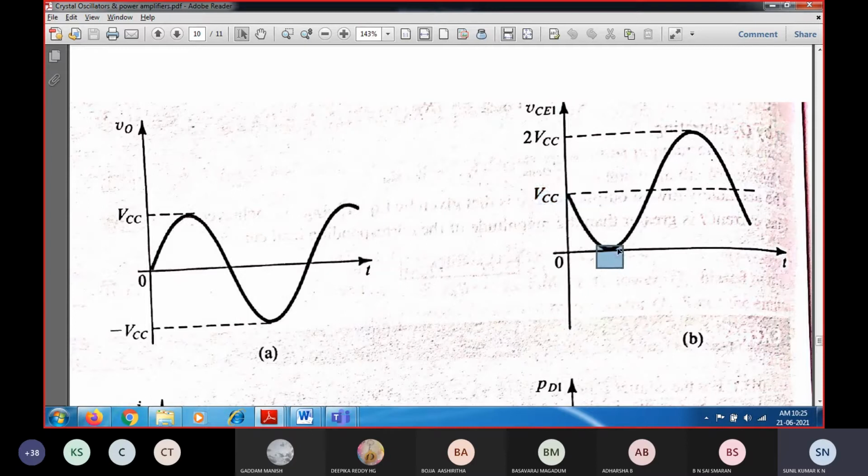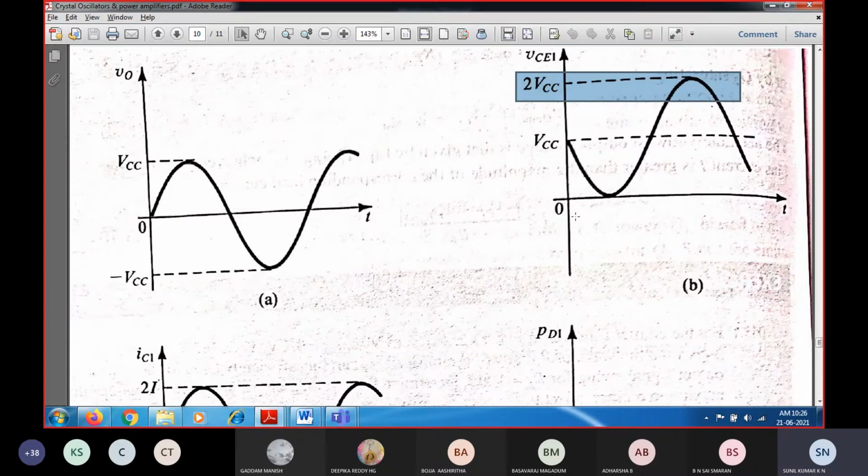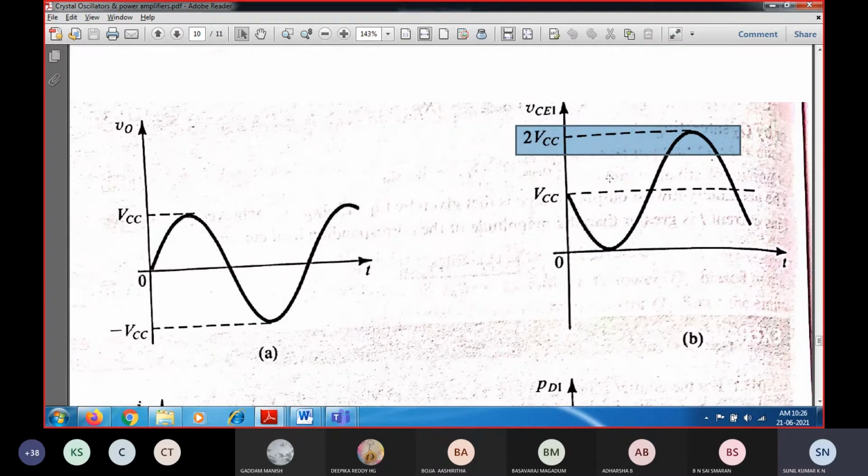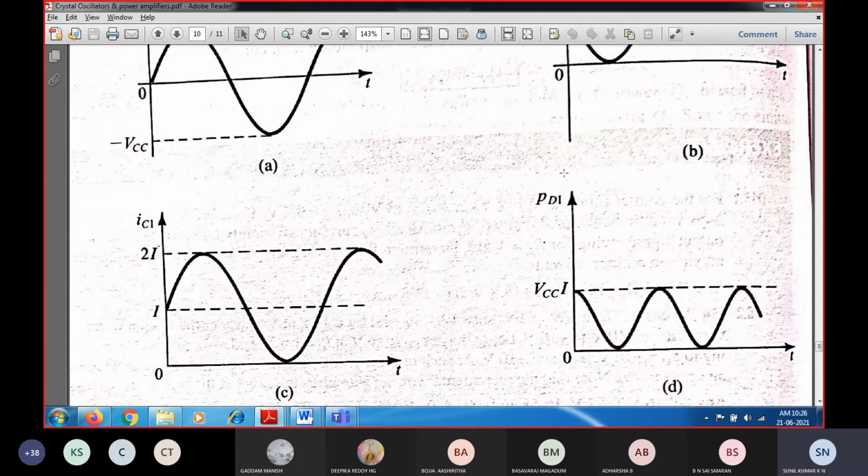When you increase the input signal in the negative direction, what will happen? It will be reaching up to minus VCC, right? So VCC minus of minus VCC, you will be getting 2 times VCC as the collector to emitter voltage for transistor Q1. So this is the voltage versus time graph of the collector to emitter voltage of transistor Q1, only the collector to emitter voltage.